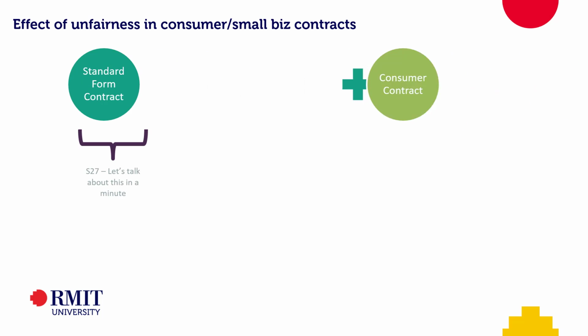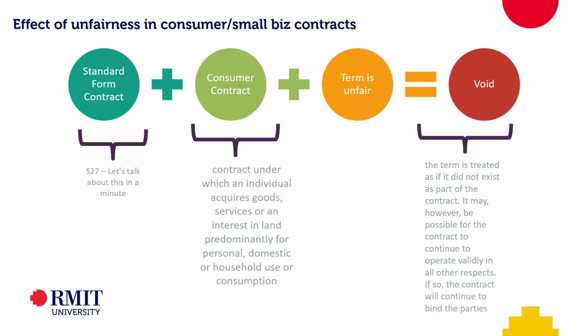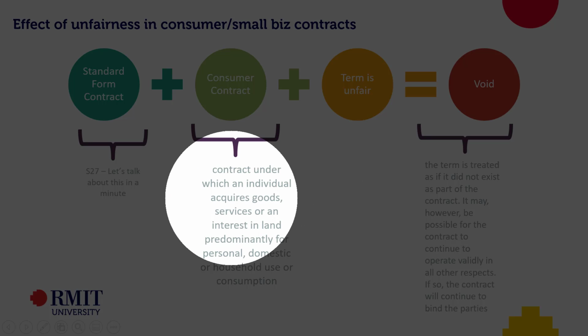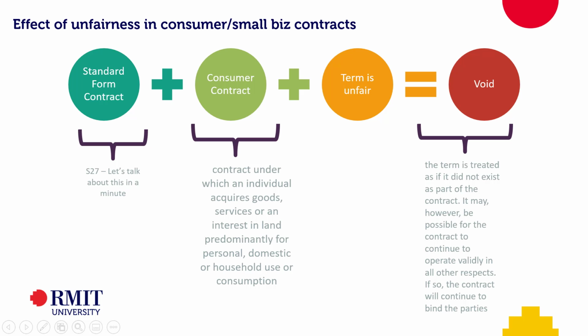Sorry, I want to remind myself what's on here. In order to be a consumer contract, it needs to be a contract under which an individual acquires goods, services or an interest in land for personal, domestic or household use or consumption. So again, it is important when we're using the statutes to go back to the definitions.